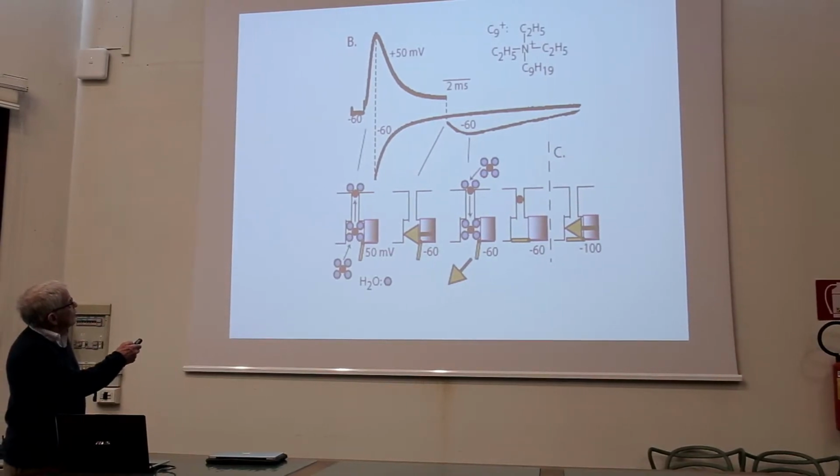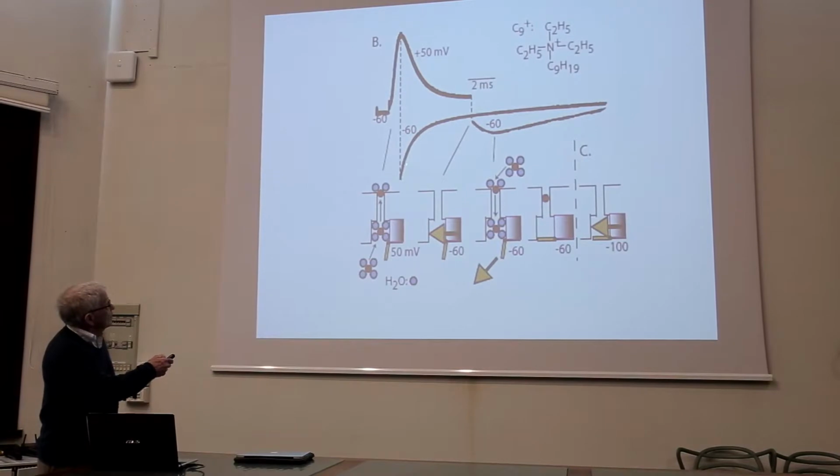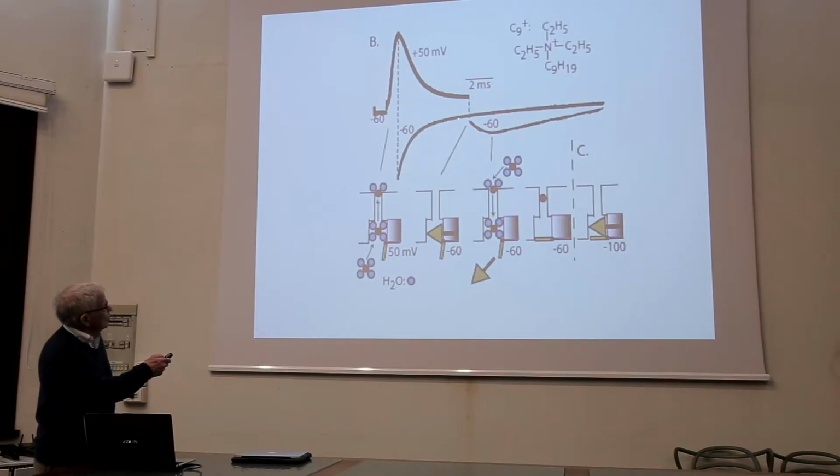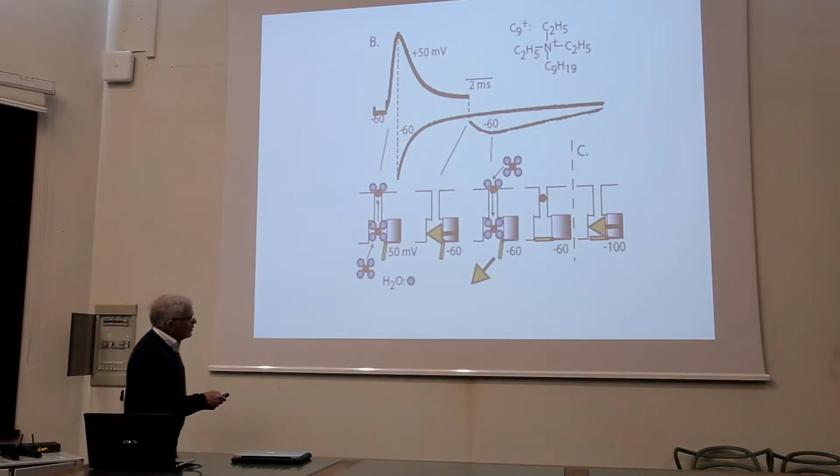Here you can see the C9 entering. This is before the C9 gets in, and the current, when the voltage is restored to minus 60, the potassium channel closes normally, and if you wait until the C9 is blocked, then there's basically no current when it repolarizes, and then you can see, as the C9 comes out of the channel, there is a slowly growing current.